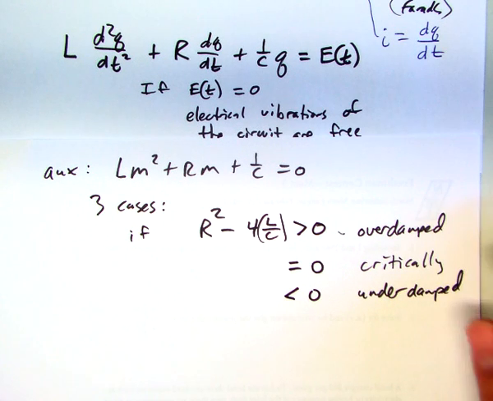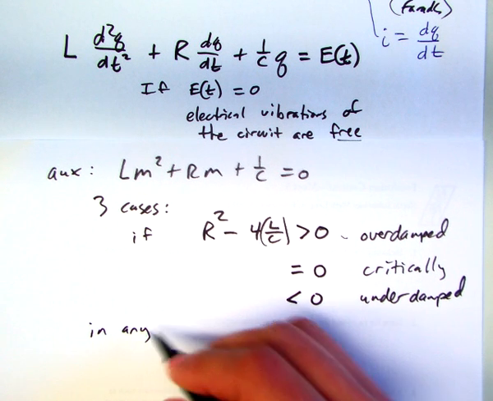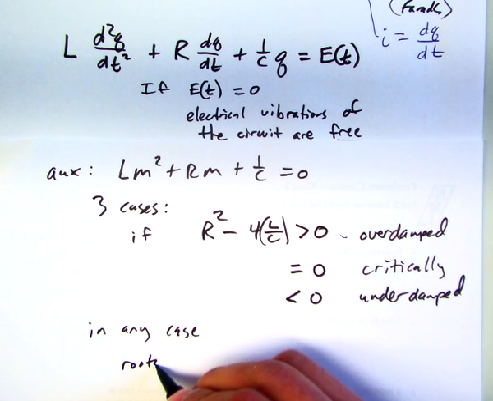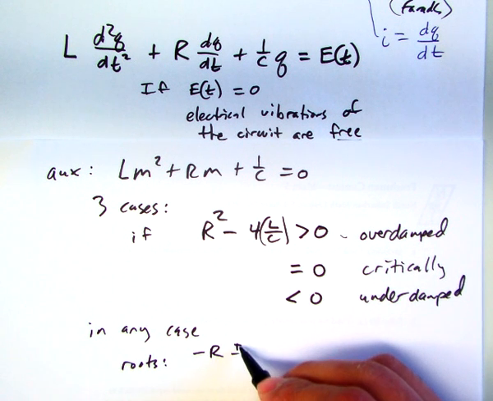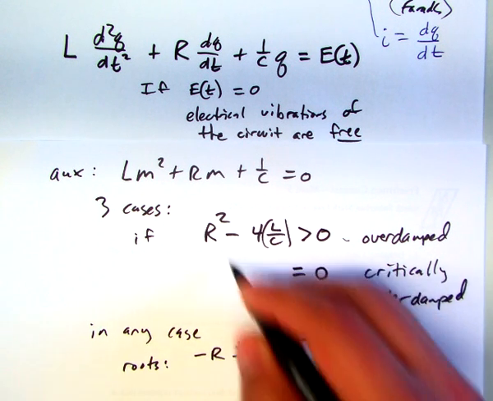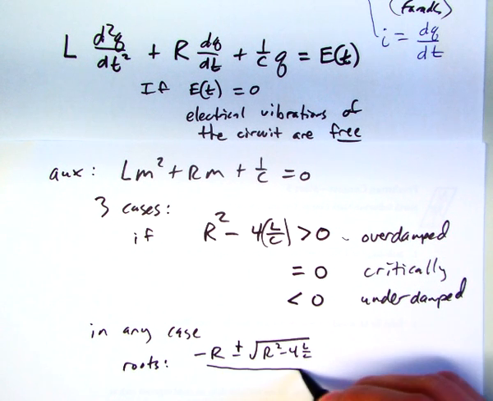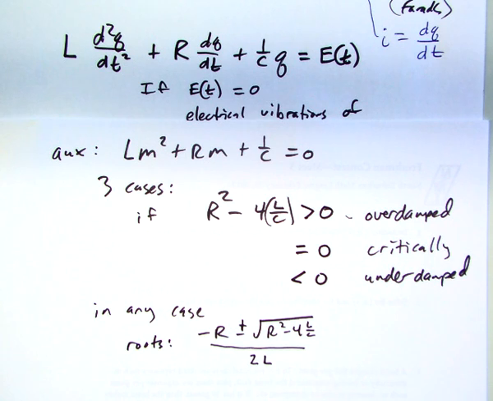Okay, in any of these cases, when you start finding the roots, you do opposite of b, plus or minus the square root of R squared minus 4L over C, all over 2 times a. This is the key term.